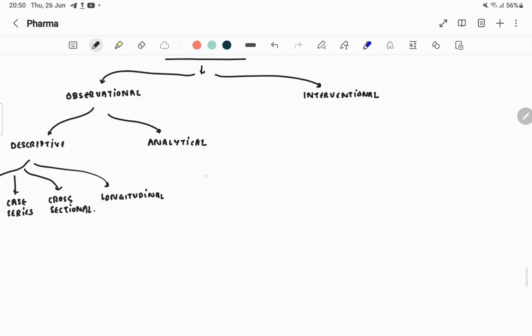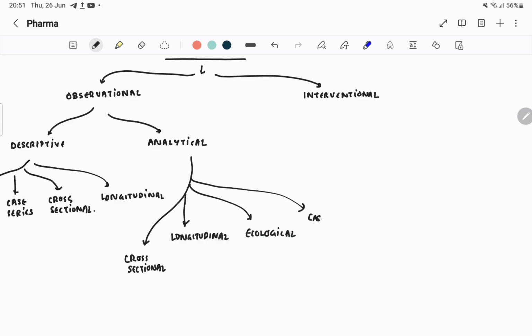In analytical, we have cross sectional. I told you that cross sectional and longitudinal can also be classified under analytical, right? Longitudinal, ecological, case control, which we'll discuss now, and cohort.